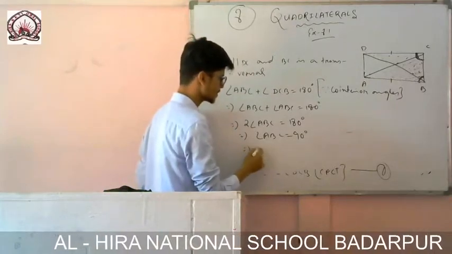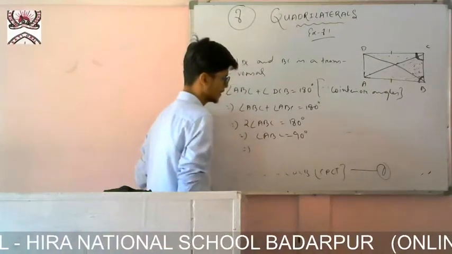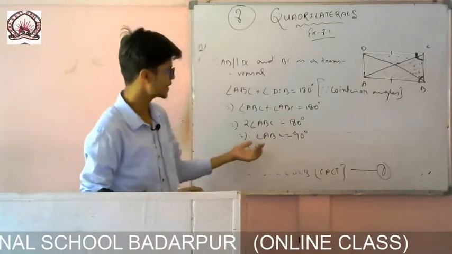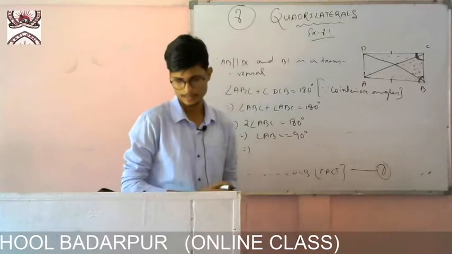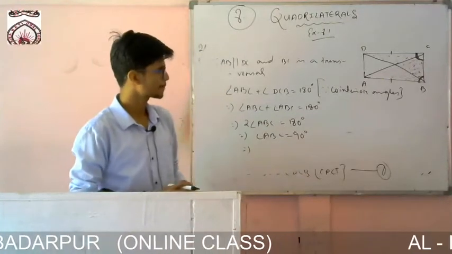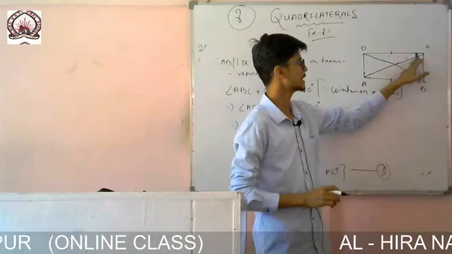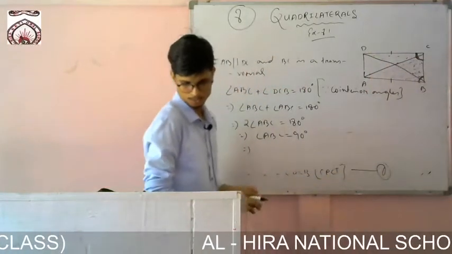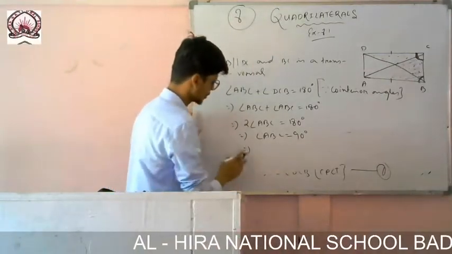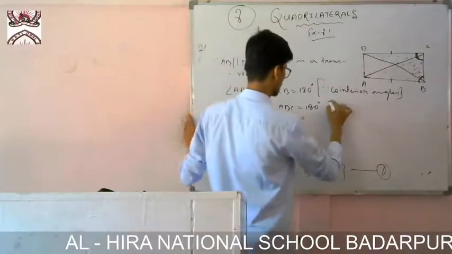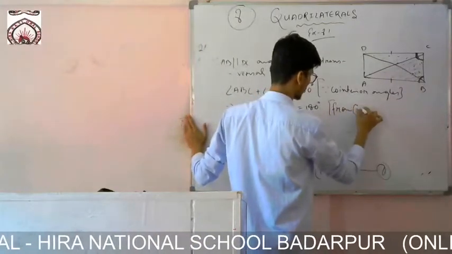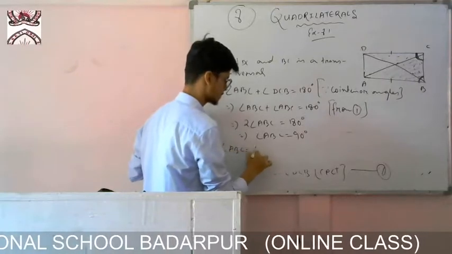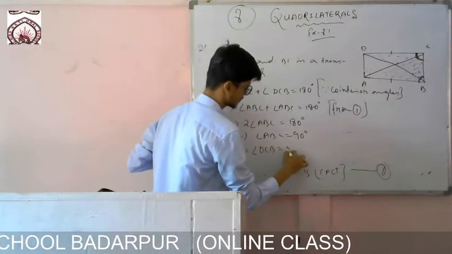So if ABC is equal to 90 degrees, that means in a parallelogram one angle is 90 degrees, then all will be equal. If this one is 90, then that one also is 90. This one and this one are opposite, so these two also will be 90. So therefore angle ABC is equal to angle DCB is equal to 90 degrees.